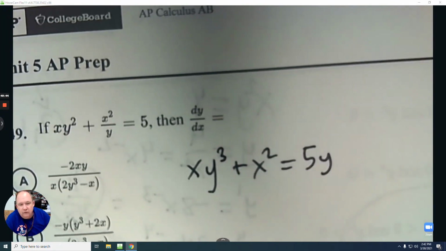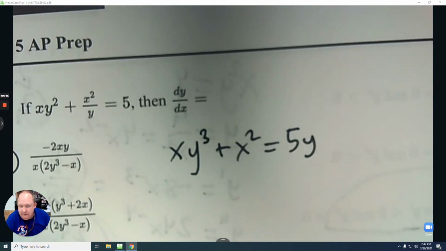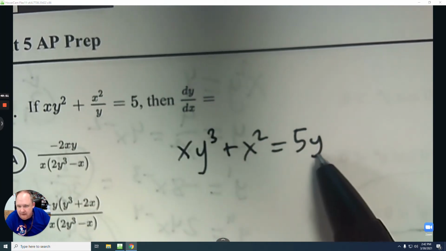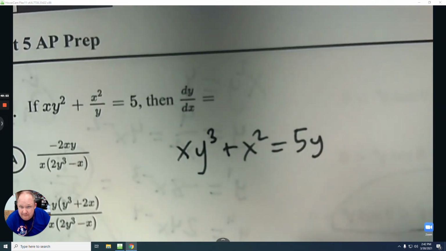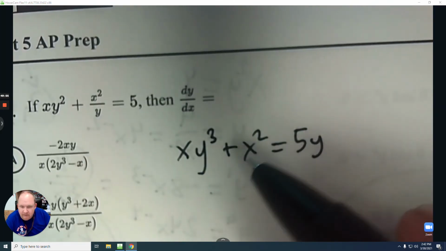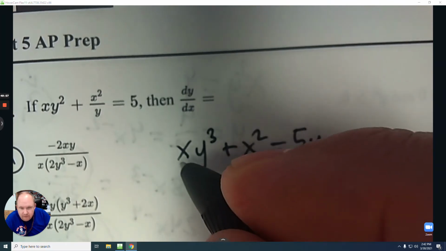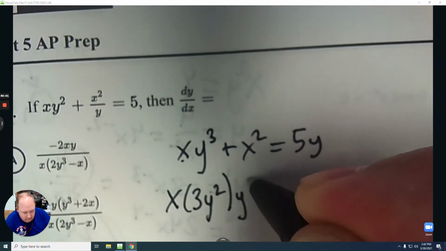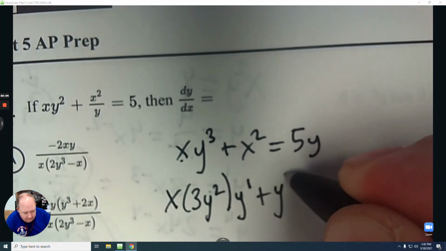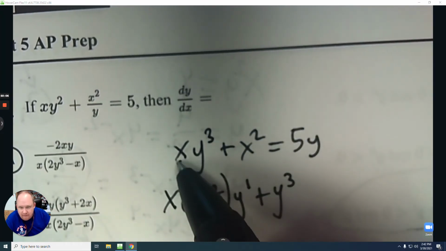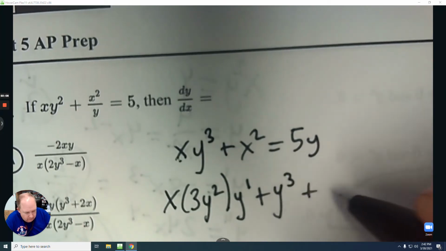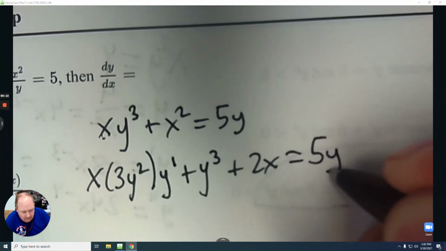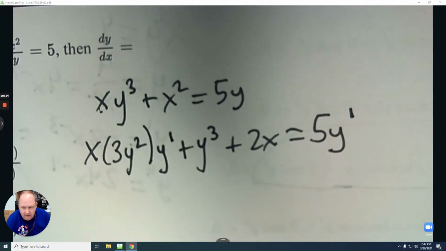That way I don't have to do the quotient rule, and I think it's going to be easier to do it this way. So I multiplied everything times y to begin with, so I don't have to use the quotient rule. That makes it more complicated. And now I just have to do the product rule. So the first times the derivative of the second, and then we need a y prime, plus the second times the derivative of the first, which is 1, the derivative of x squared is 2x, and the derivative of 5y is 5 with a y prime.